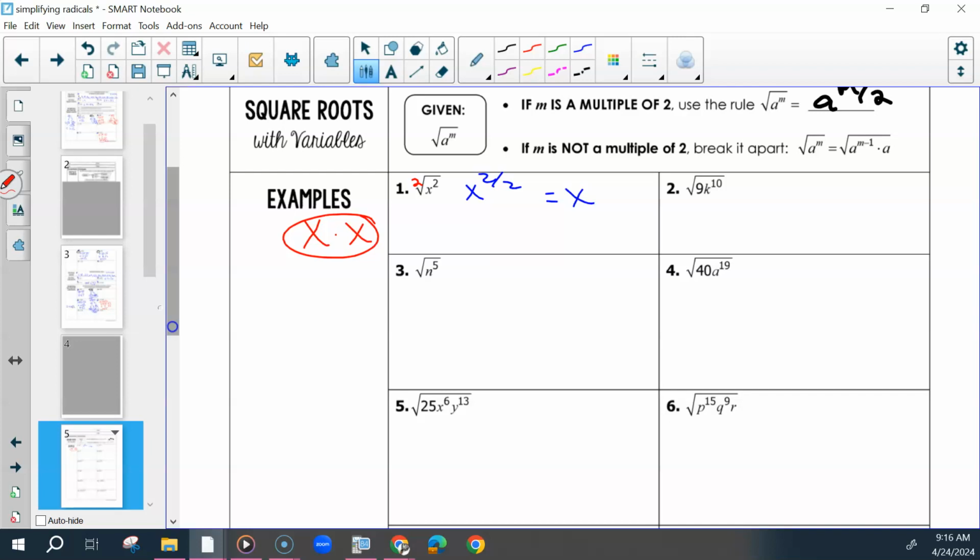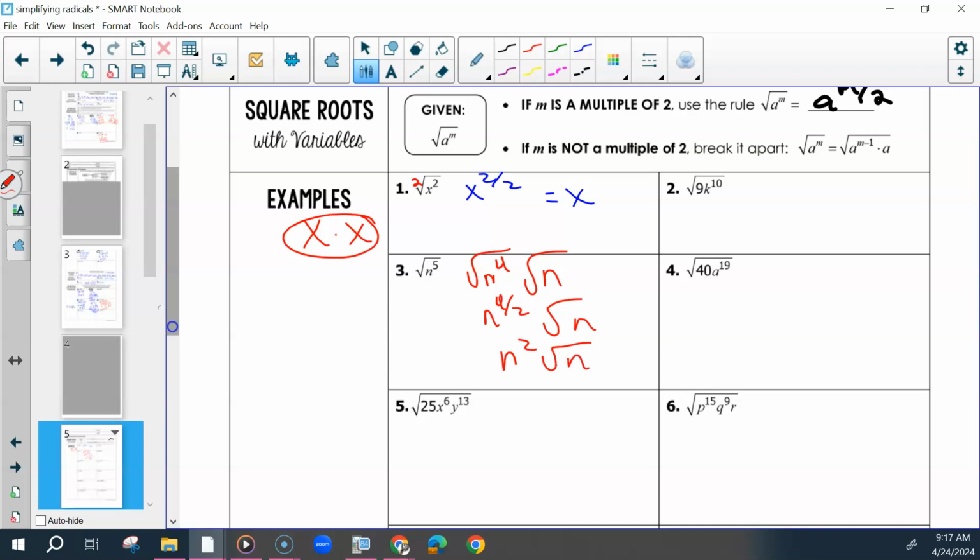What number does 2 go into that is close to 5? 4. So I could change this to the square root of n to the 4th times the square root of just that last one remaining. And then I could use that rule. This is a multiple of 2, so that would be n to the 4 over 2. And this would stay the same, radical n. And if I simplify this, 4 over 2 would give me 2. So that would be n squared times the square root of n.